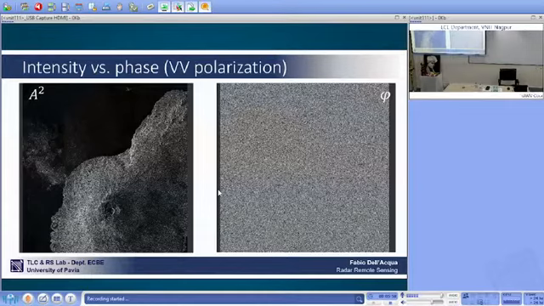Another important thing to notice here is that this area is generally bright. I already mentioned that typical scenes in radar look as if they were illuminated from one side. You can notice that here as well. So this side is bright, this side is dark. It's like it's in shadow. It's like an optical acquisition where you have a light shooting in from one side, not from the top.